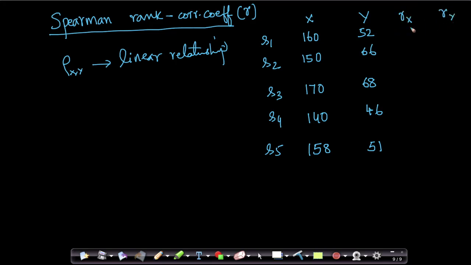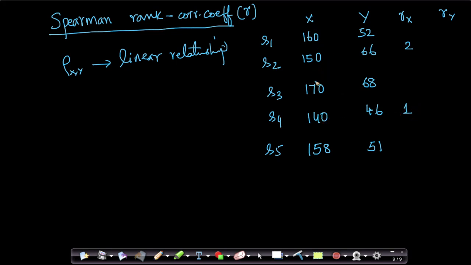What is rank of x? Rank of x is, take all of them, sort them. The smallest value will get a rank of 1, right? So which of them is the smallest one first? 140 is the smallest one, so it gets a rank of 1. Which is the next smaller element? It is 150, so it gets a rank of 2, right? So this rank is nothing but if you sort your x's, where does each of your data points lie? Just on the x-axis, that's all, right?